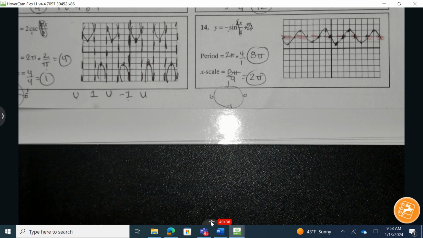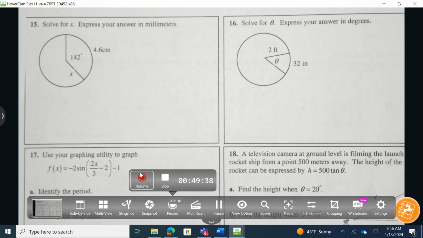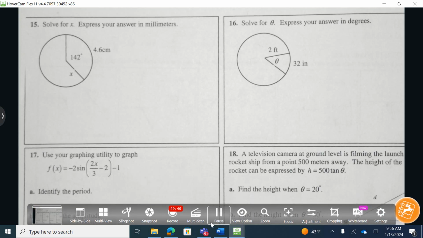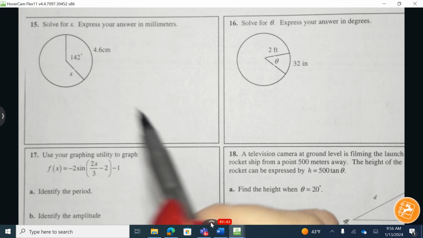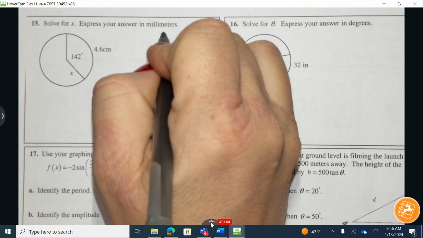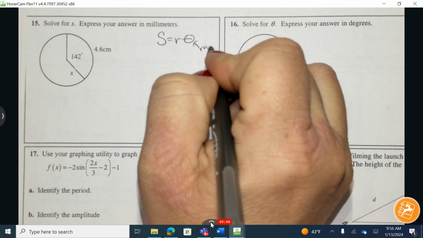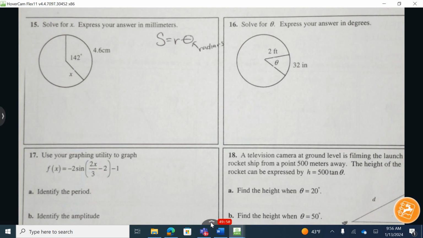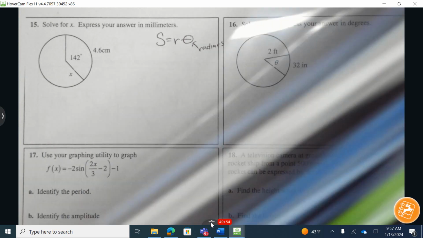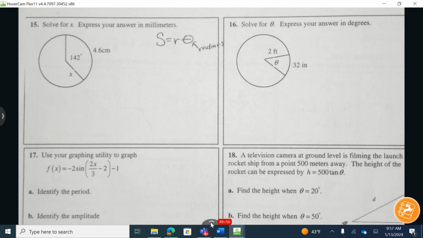Let's move on now to part 3. Part 3 of the Unit 9 review. Let's start by recognizing what our formula is that you need to memorize. Also, remember that when we are expressing that interior angle, it needs to be in radians. So if it's not, we need to convert it. And that's the case for number 15.